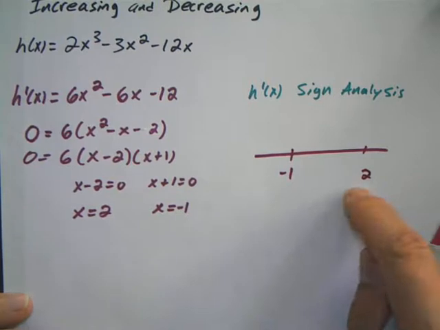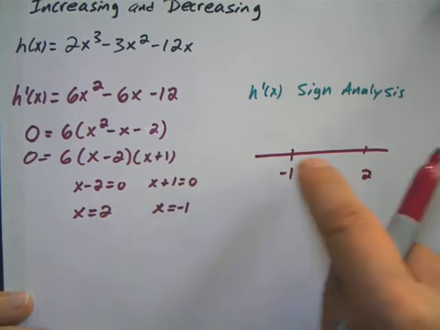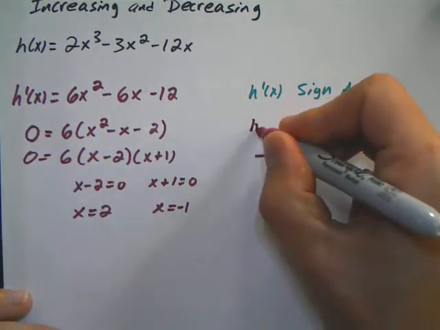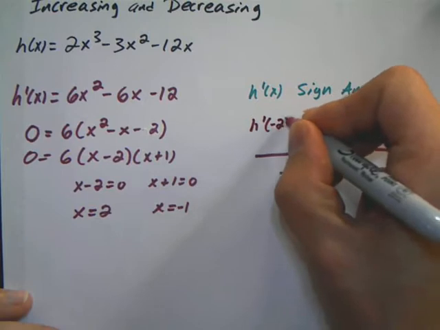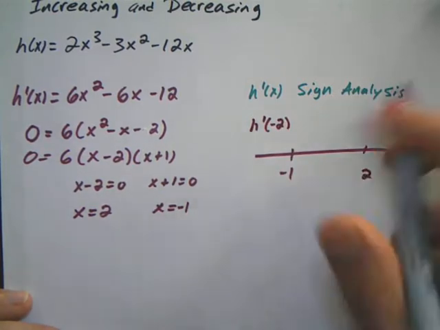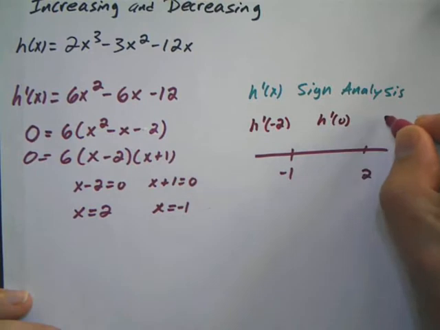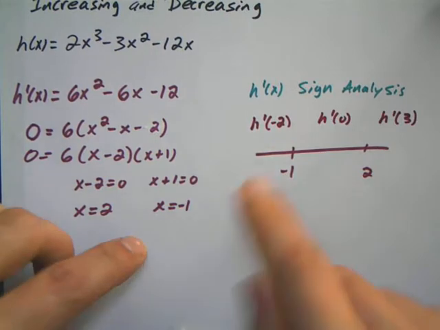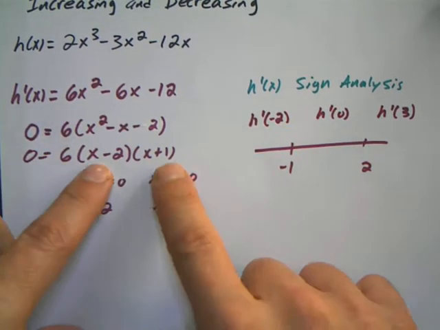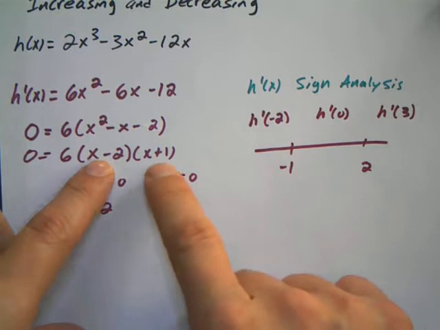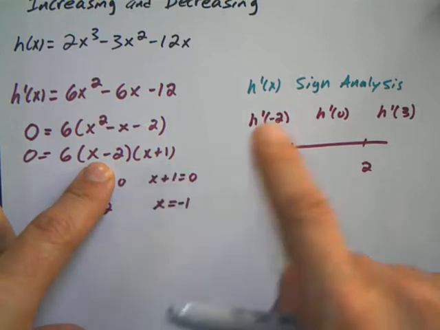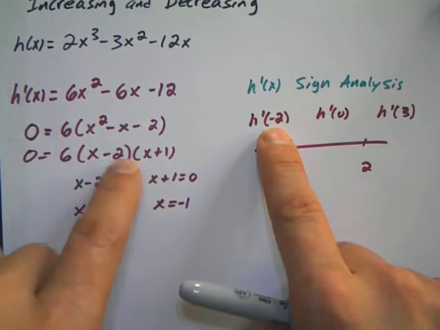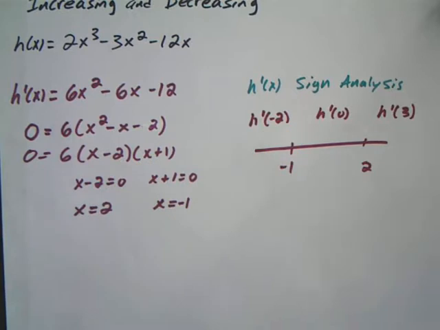Now what I want to do is plug in values that are in between these intervals into my derivative. So I'm going to pick h prime and plug in negative 2. In between negative 1 and 2, I can plug in h prime of 0 and h prime of, let's say, 3. And to make things easier, I'm going to plug these numbers not into this derivative, but into the factored derivative, because I can easily plug this in and just figure out if it's going to be positive or negative. So if I plug in negative 2 into here, this gives me a negative parenthesis. This is also negative. So two negatives multiply out to be positive.